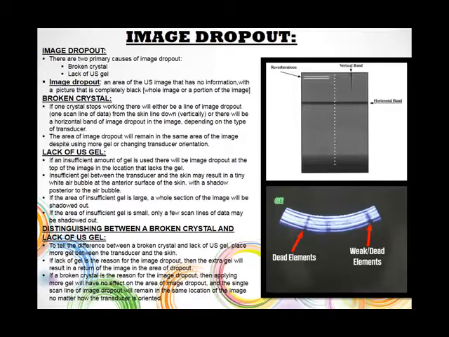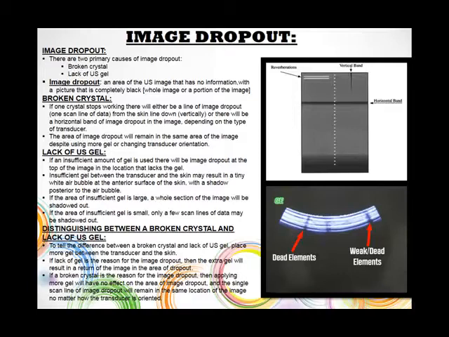So you can get dropout in different ways. You can get dropout horizontally or vertically. Broken crystals and lack of ultrasound gel are two reasons why we get image dropout. Broken crystals look like this usually. You start seeing areas where you can't see any sort of picture.